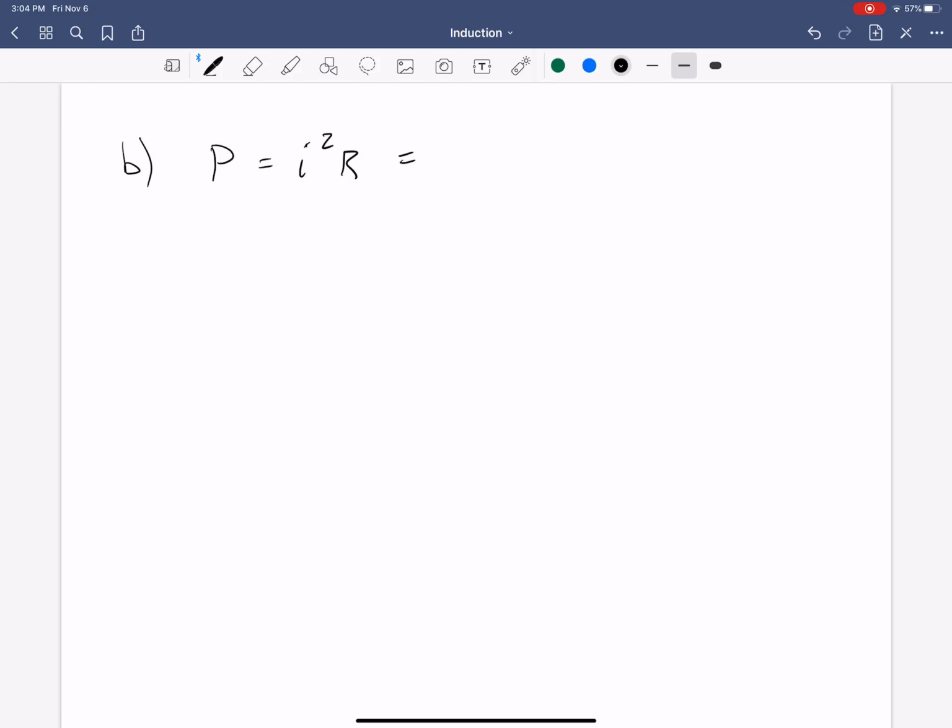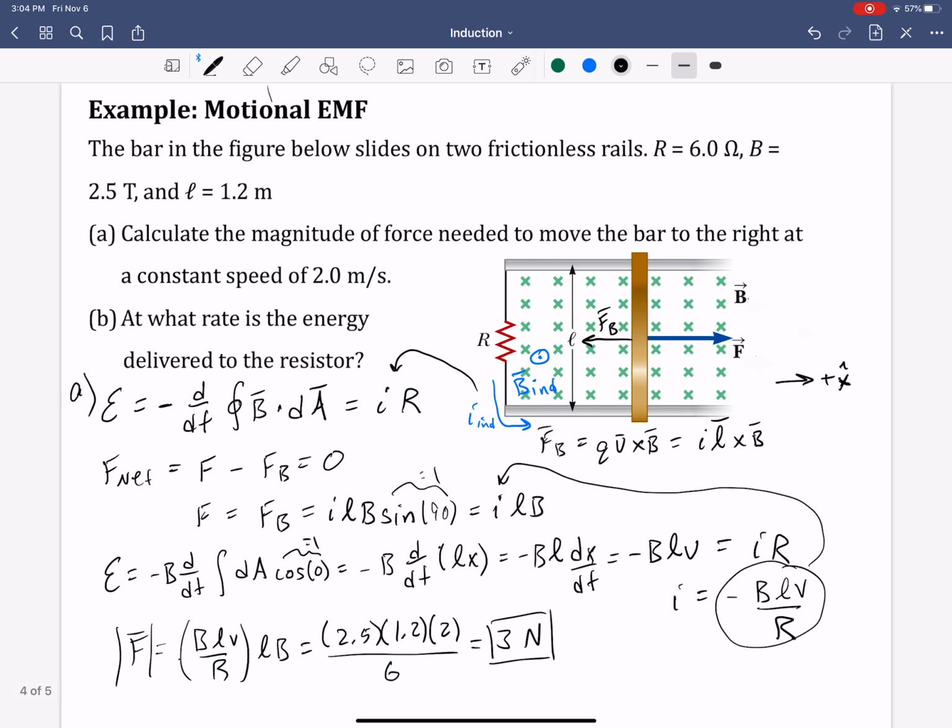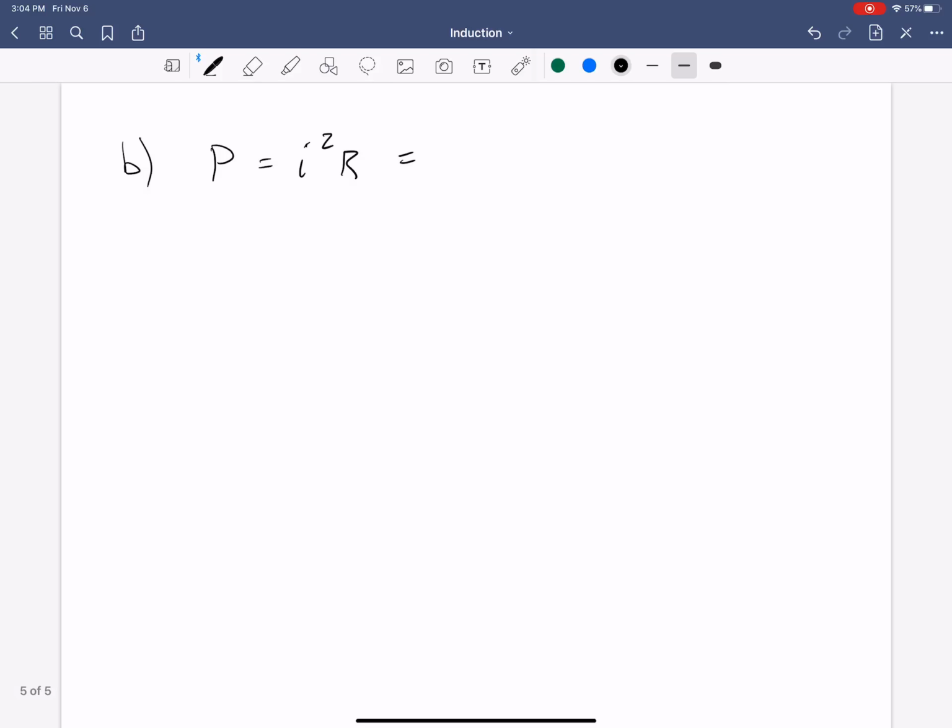Let's see. The expression for I we found was minus BLV over R. Sorry, minus BLV over R. We'll see the minus sign doesn't matter. All that squared times R. And so the negatives cancel. We have B squared, L squared, V squared, all over one term of R.